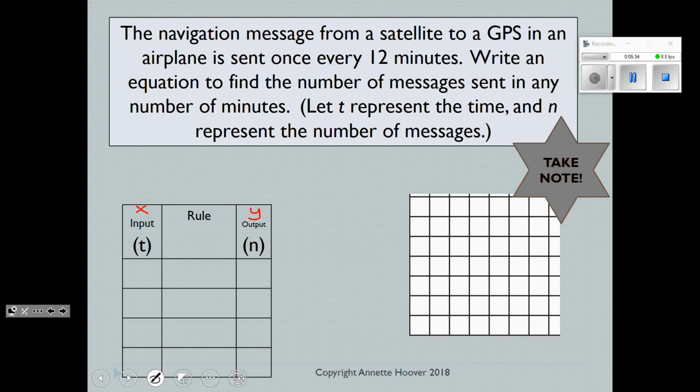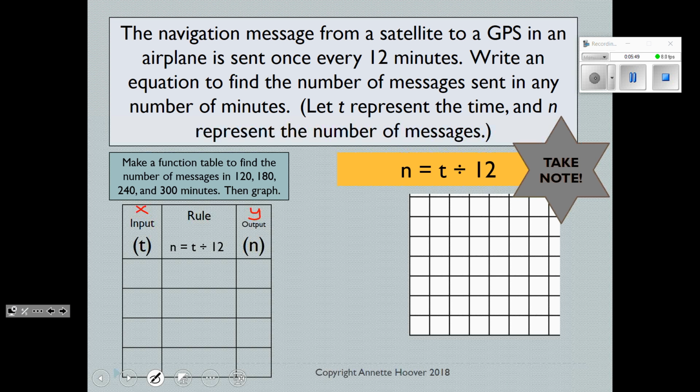So if a message is sent every 12 minutes, all I would have to do is take the number of messages equals the time, the number of minutes, divided by 12. So that is our function rule. Now, sometimes they even tell you what they want to go into the input. This says make a function table to find the number of messages in 120, 180, 240, and 300 minutes.